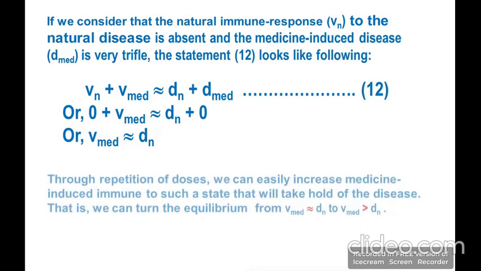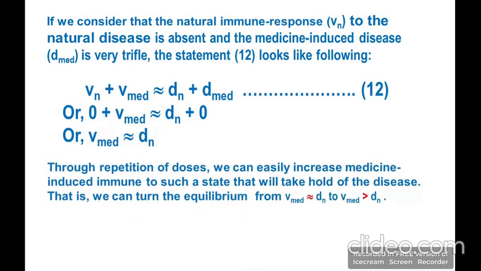Through repetition of doses, we can easily increase medicine-induced immunity to such a state that will take hold of the disease. That is, we can turn the equilibrium from vital force, Vn, not equal to natural disease, Dn, to vital force, Vn, greater than natural disease, Dn.